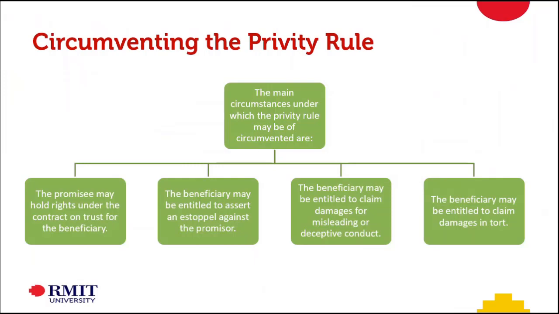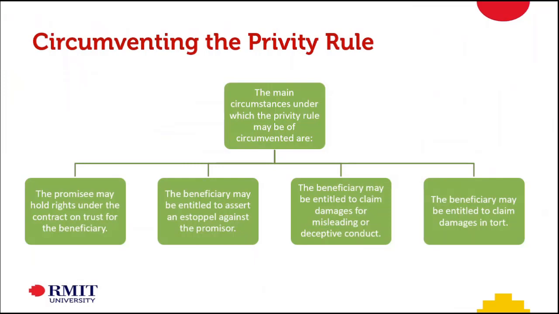There are a number of ways that the privity rule can be circumvented. They include holding rights for a party on trust. Often this is how capacity issues disappear as well: instead of having a contract with the minor, you will contract or insist on a contract with a parent or guardian who holds the rights on trust for the beneficiary, for the child.